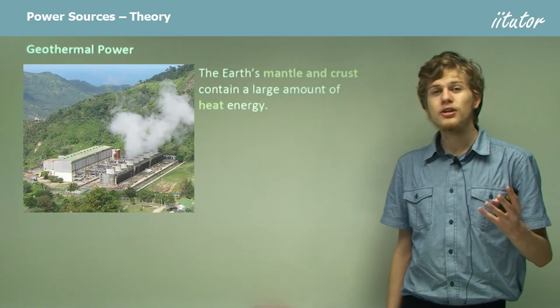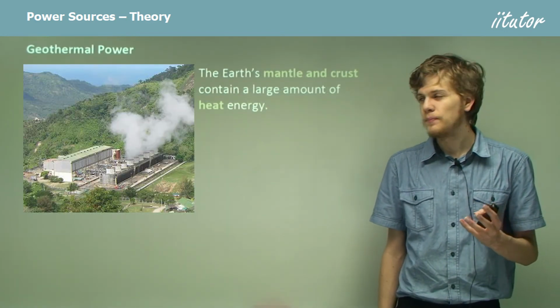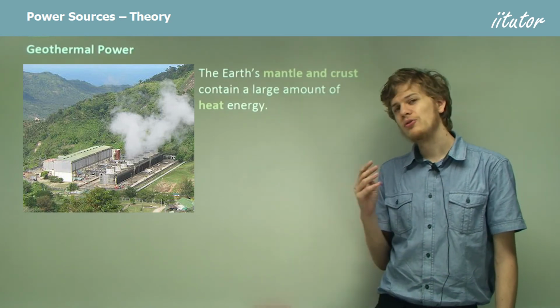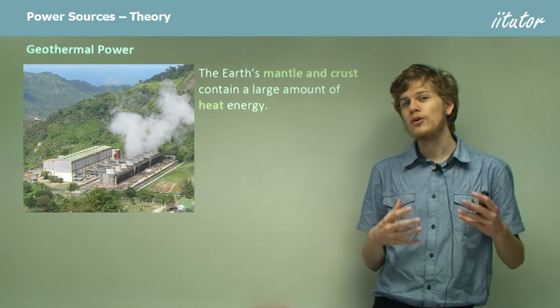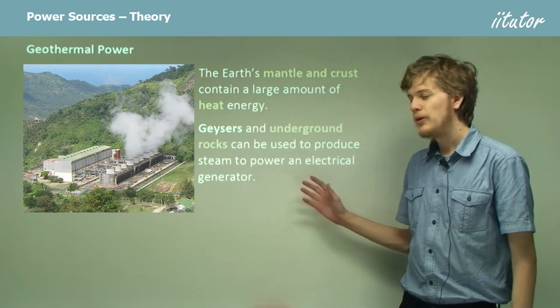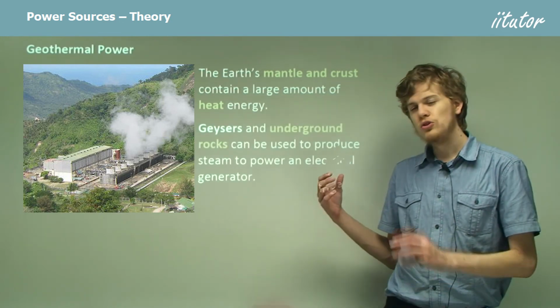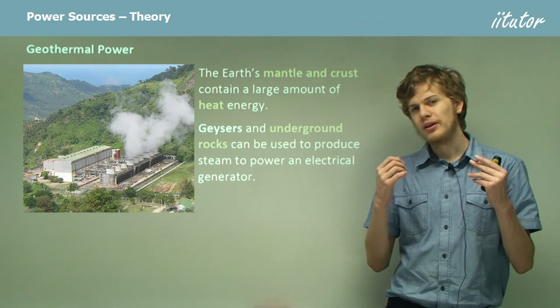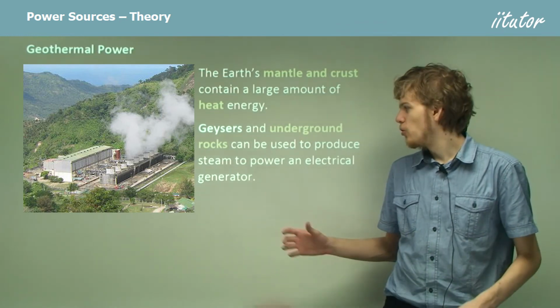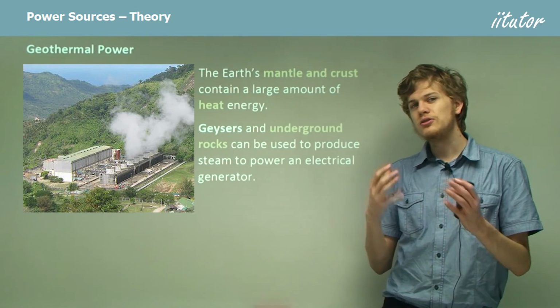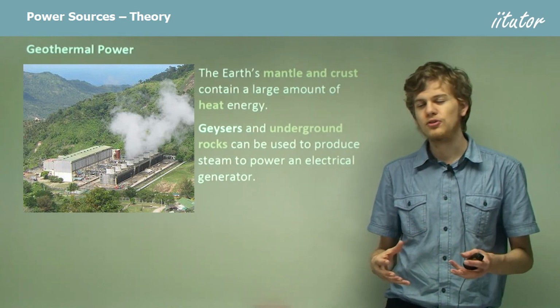Finally, we can use geothermal power as an energy source. The Earth's mantle and crust contain a lot of heat energy. That's why the core of the Earth is molten. So if we have a geyser or hot rocks underground, we can use either one of these in order to heat up water and produce steam. Or we can simply use the steam itself to turn a generator.